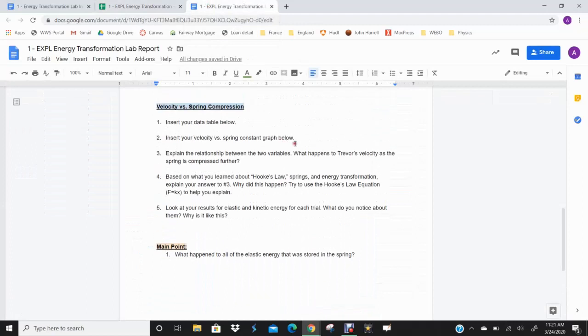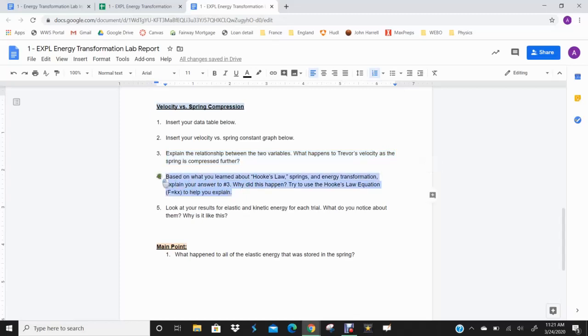Okay. So, looking at our lab report here, you'll get your graph put in there. What's the relationship between the two variables? We talked about that. As the compression of the spring is increased, so is Trevor's velocity because the spring is now exerting a force on him for a longer period of time. Therefore, he's accelerating for a longer period of time and will be moving faster when he leaves the spring.